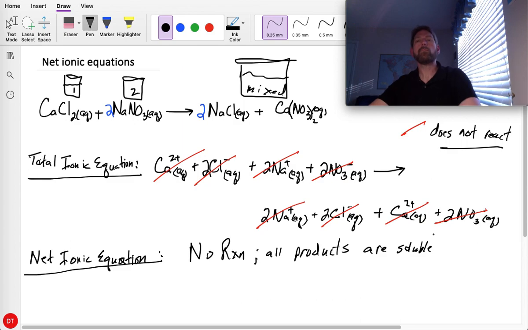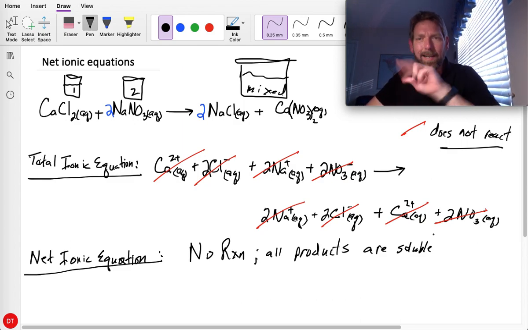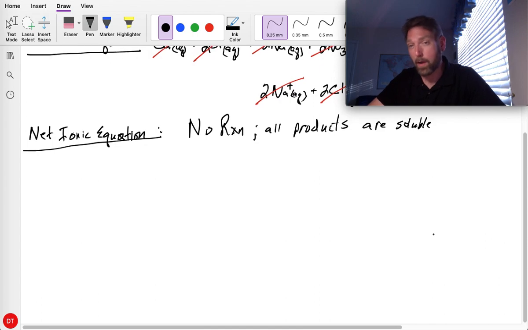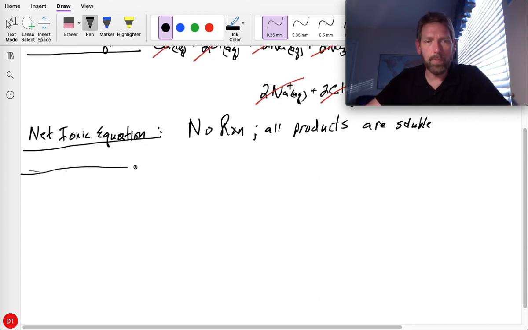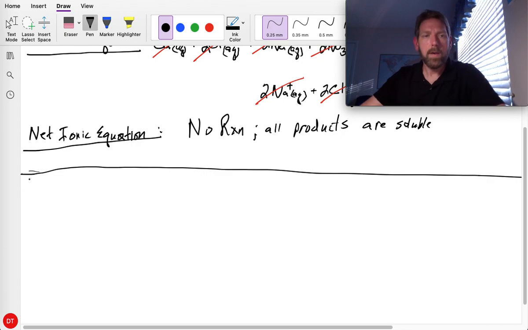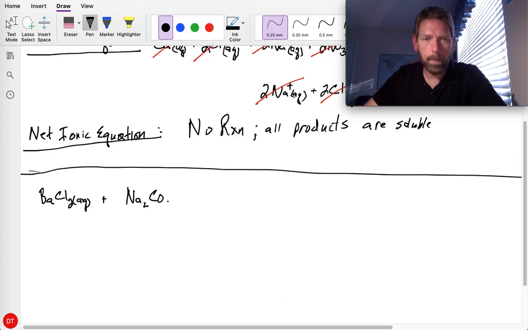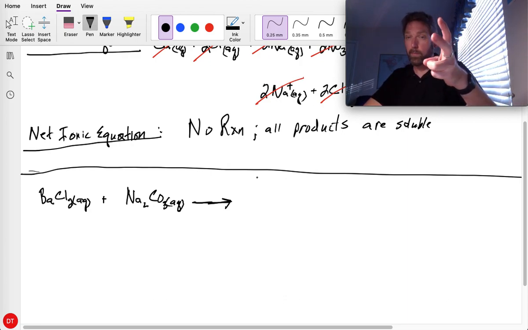Pretty easy. All right, so now let's take a look at the second one. Okay, that second problem that we had on the previous video. If I remember correctly, we had barium chloride, BaCl2, and there were solutions of barium chloride and sodium carbonate. And those were mixed together, right? And then you can see that the barium and the sodium displace and replace each other.